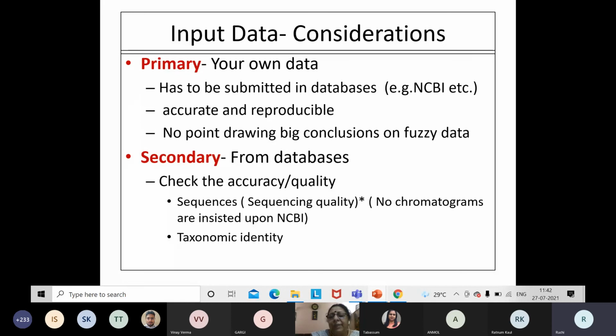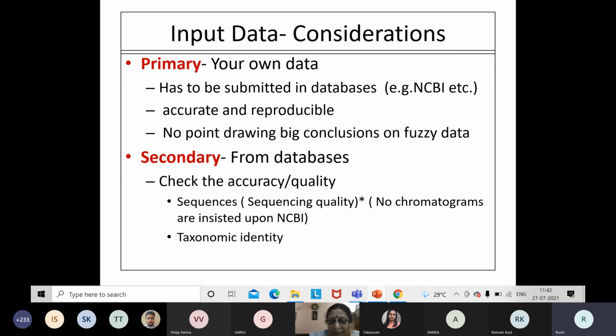Secondly, you should also know that much of the raw data obtained using experiments in the lab has to be submitted in databases. Research publications in the field of bioinformatics or in the biological sciences are not acceptable if the primary data we have obtained is not submitted in some authentic databases.